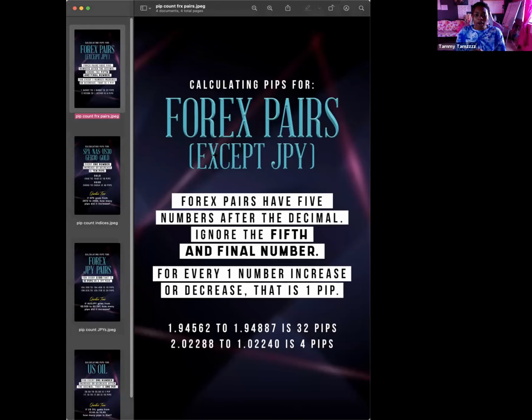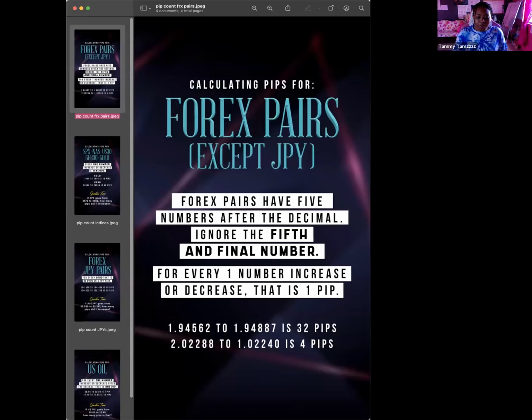Calculating pips for Forex pairs except JPYs. This is for Forex pairs except JPYs. Forex pairs have 5 numbers after the decimal point. Ignore the 5th and final number. For every 1 number increase or decrease, that's 1 pip. I'll read that again. Forex pairs have 5 numbers after the decimal. Ignore the 5th and final number. For every number that increases or decreases, that's 1 pip.